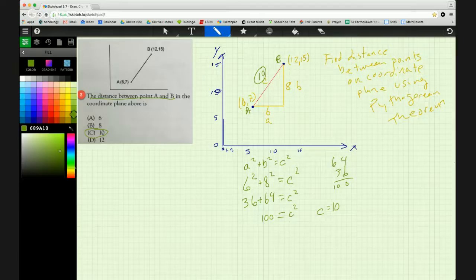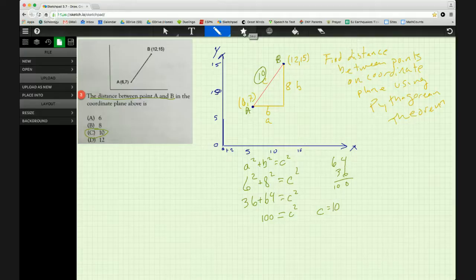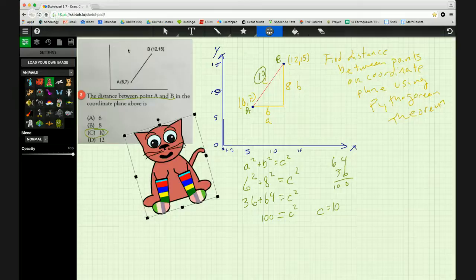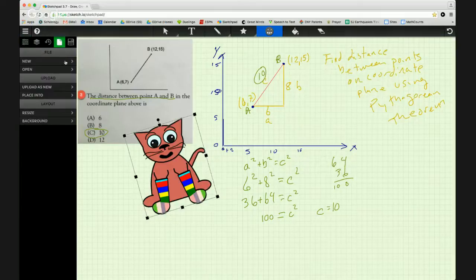Okay, let's look at problem number 2. Problem number 2, let's get ourselves, oh, wait a minute. We are done with this problem. Happy cat.